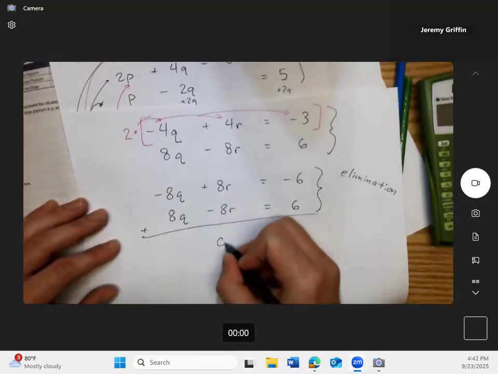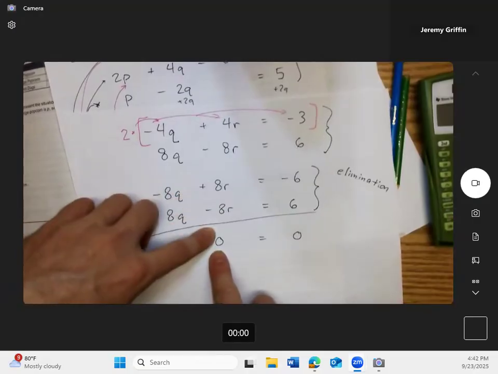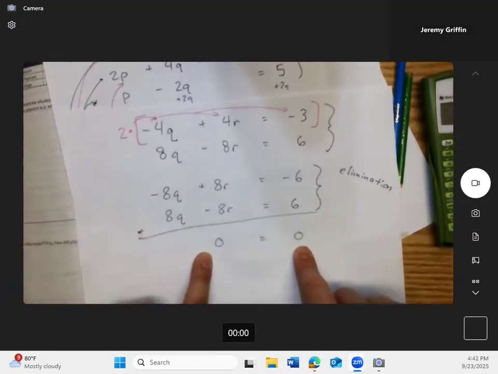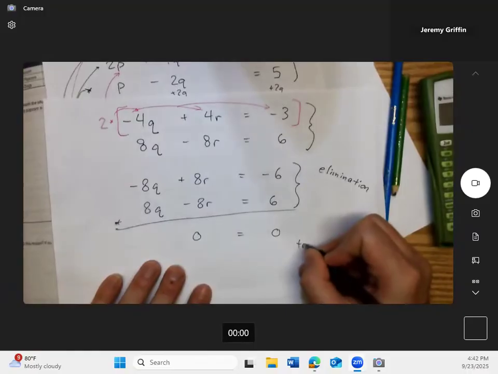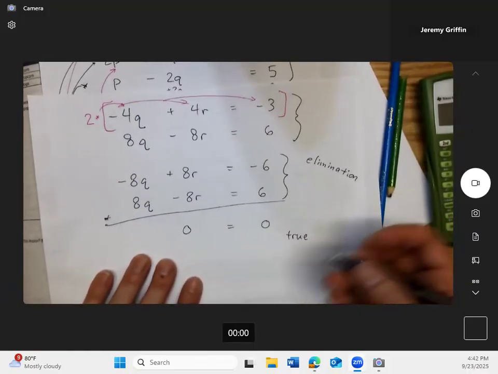So I'm getting the expression 0 is equal to 0 if I add everything up. That zip goes like that, zip. Okay? It's all 0 equals 0, right? Which is a true expression. Okay, well, that's true, okay? But I lost all my variables. So I can't really solve this.